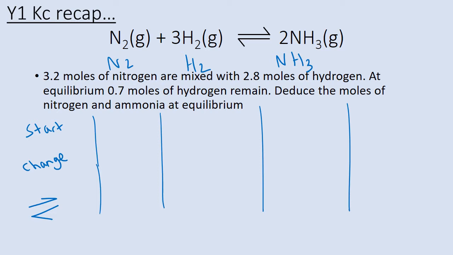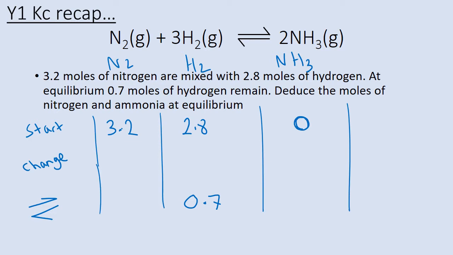So we're told that at the start we have 3.2 moles of nitrogen, mixed with 2.8 moles of hydrogen, and therefore we assume that there is no ammonia at the beginning because we've added those two together. And then it says at equilibrium 0.7 moles of hydrogen remains. So that's the information I'm taking from the question. I'm completing my table with the information that I've been given. So where do we go next?